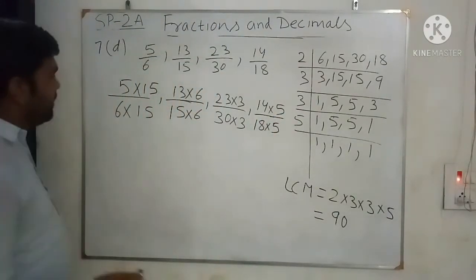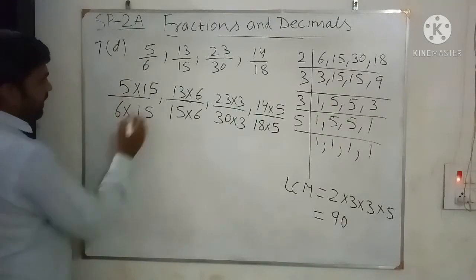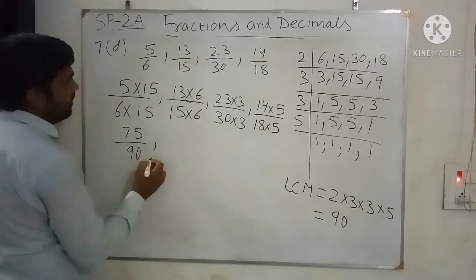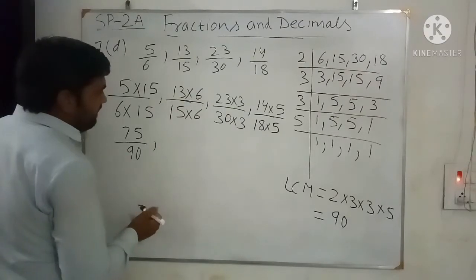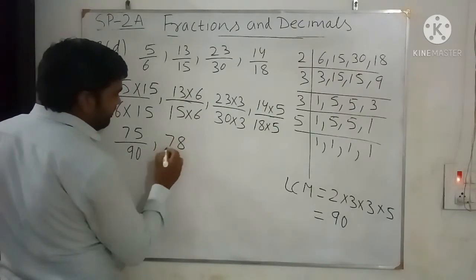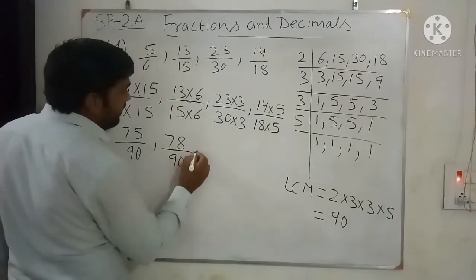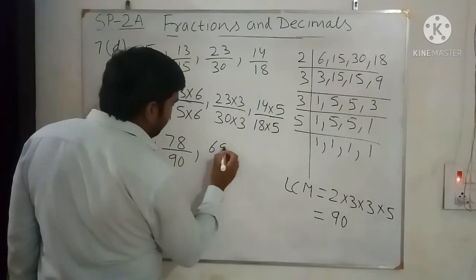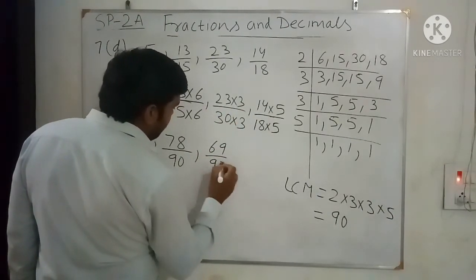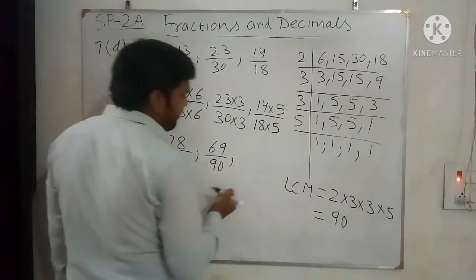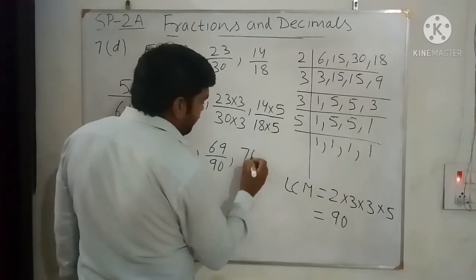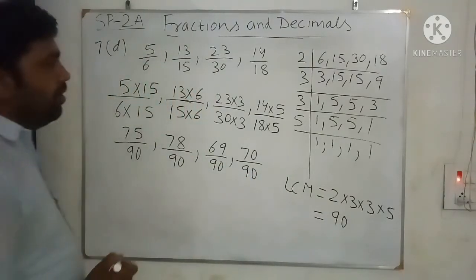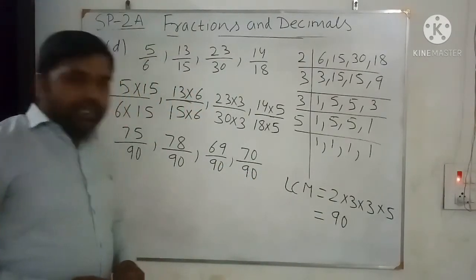Okay. Now see what these values become. 15 5s are 75, so 75 by 90. Next fraction, 13 6s are 78, so 78 by 90. Next fraction, 23 3s are 69, so 69 by 90. Fourth fraction, 14 5s are 70, so 70 by 90. Okay. So now it is easy to compare.